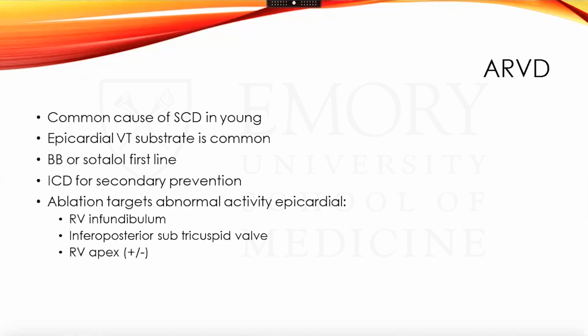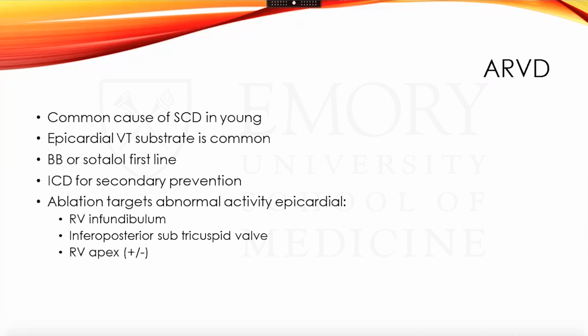All right, so let's talk a little bit here about ARVD as we wrap up. This is a common cause of sudden cardiac death in the young. The importance about ARVD is that epicardial VT substrate is very common. Essentially, what we see with ARVD is fibrofatty replacement of the right ventricle, and at a microscopic level, you'll see fibroblast formation and thinning of the myocardium. So there's less muscle and more connective tissue than there ought to be.